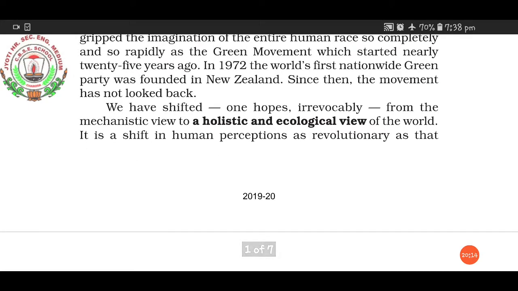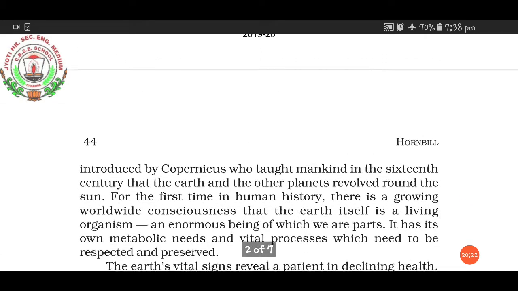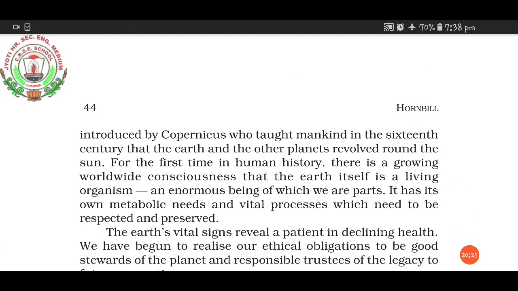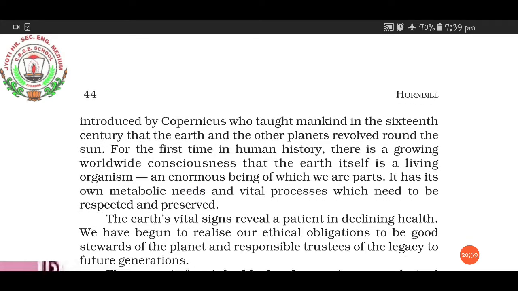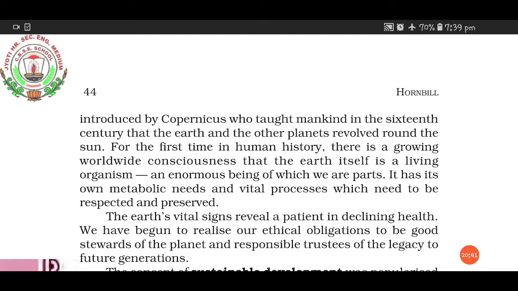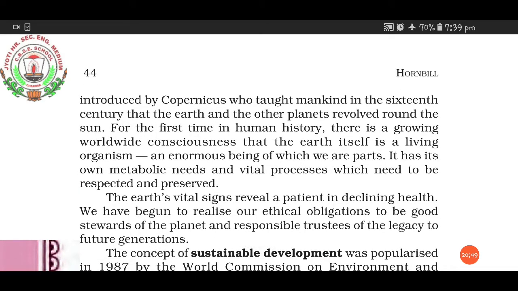And then Nani Palkhiwala says that it is a shift in human perceptions, human thinking, as revolutionary as what Copernicus said. It has been said that Copernicus told mankind in the 16th century that Earth and the planets revolve around the sun. You all know. They have their own orbits, and in that orbit, with the sun in the center, they revolve around the sun. Before that, people believed that the sun revolves around the earth and the other planets.